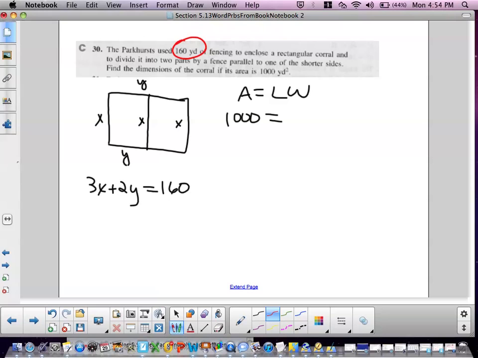So the Parkhursts have used 160 yards of fencing to enclose a rectangular corral, and they've divided it into two parts by a fence that's parallel to one of the shorter sides. So here I've drawn my rectangle, and then I've come back and given it an additional piece to put the corral into two separate pieces, and all three of the parallel sides are the same length. We're asked to find the dimensions of the corral if its area is 1,000 yards squared.